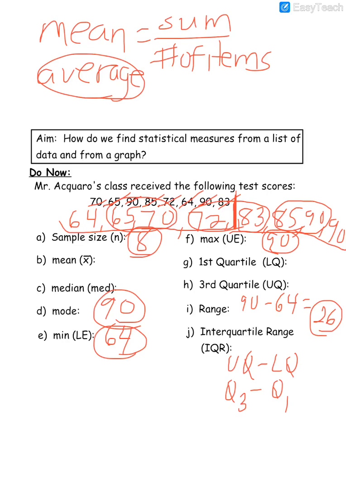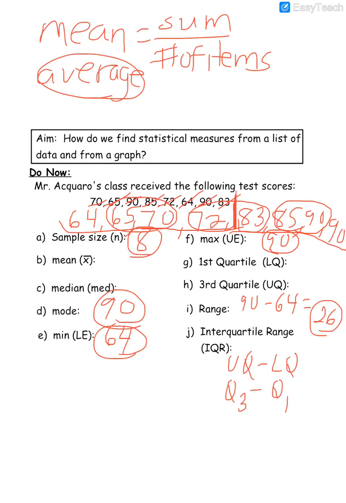So I'm actually going to write it the way that it says. So 70, everything goes under L1, 65, 90, 85, 72, 64, 90, 83. And you should have 8 pieces of data in there. It'll say L1 with an 8 next to it, and all 8 of them should be in there.